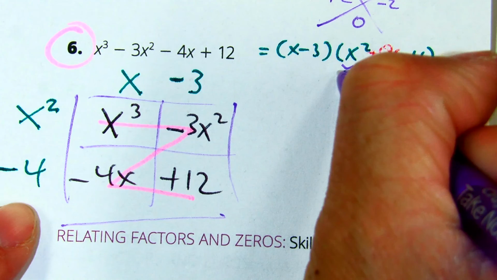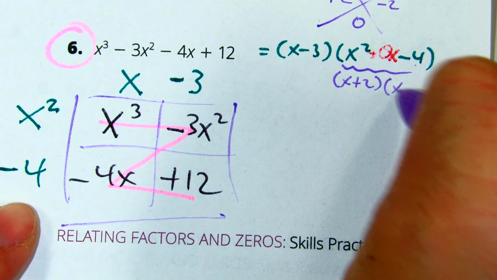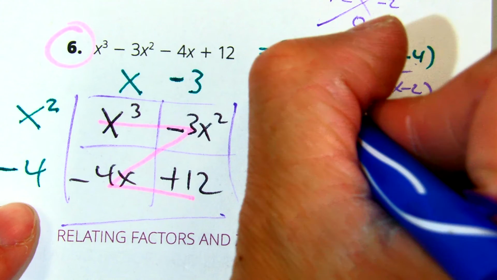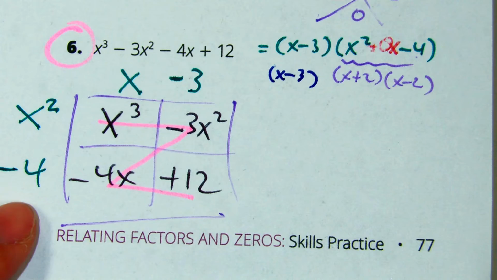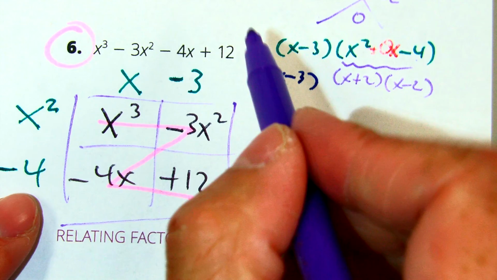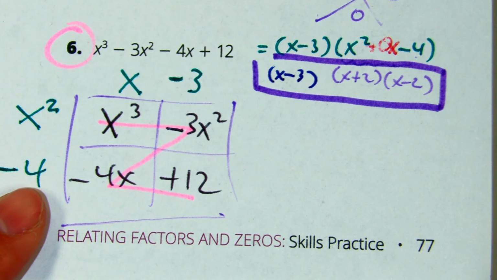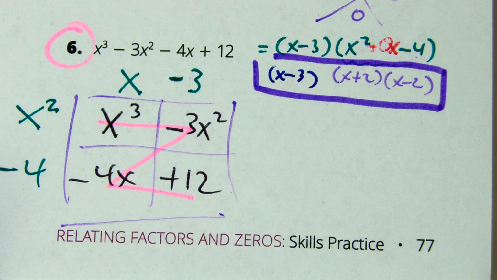So I'm going to have x plus 2, x minus 2 right there. And this x minus 3 just drops down. Box my answer. And that's our answer. Raise your hand if you got that one. Good job.